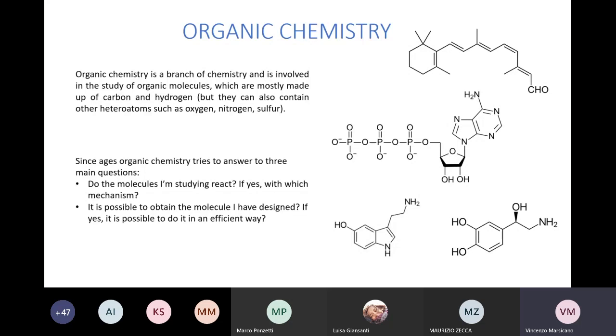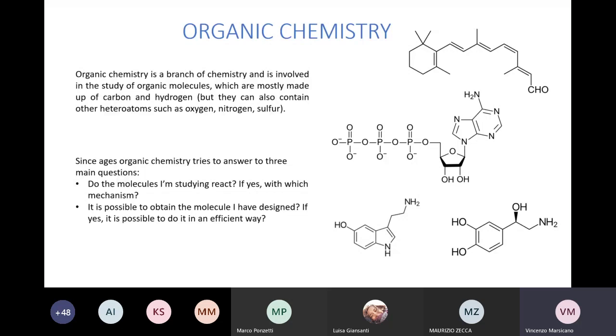And as support of this hypothesis, I reported, as you can see in this slide, some examples of organic molecules that play a crucial role in our bodies. In the upper part of the slide, you can see retinal, which is involved in eyesight, ATP in the middle that for sure does not need any introduction, and at the bottom of the image you can find serotonin and norepinephrine that are two important neurotransmitters. So it's true that organic chemistry is very important to better understand how we function as human beings. And research in organic chemistry has been very important in helping us better understand nature and the universe.